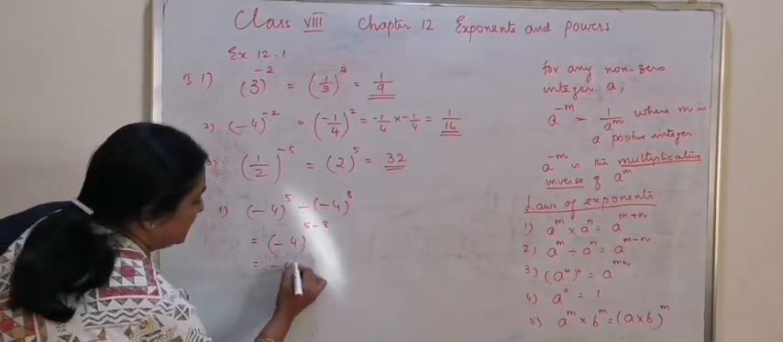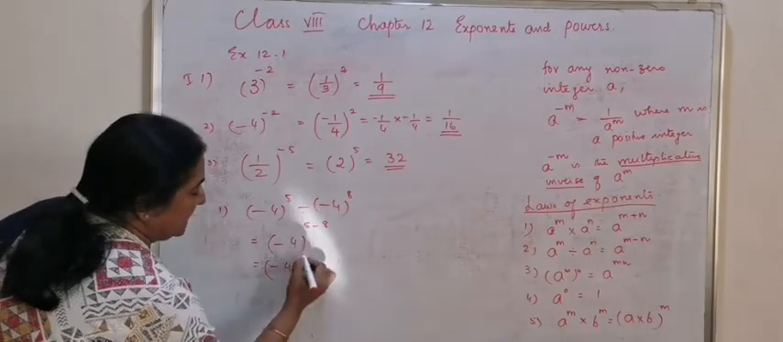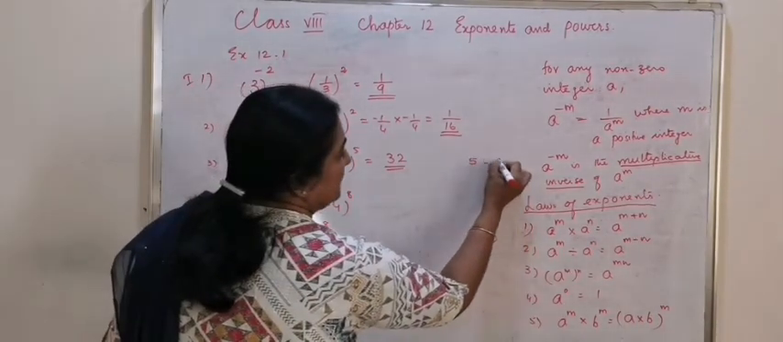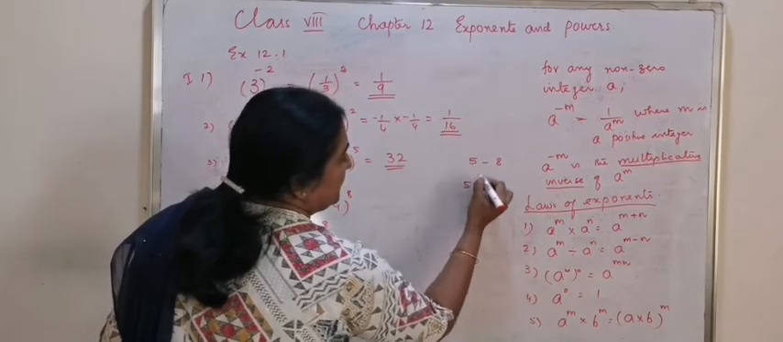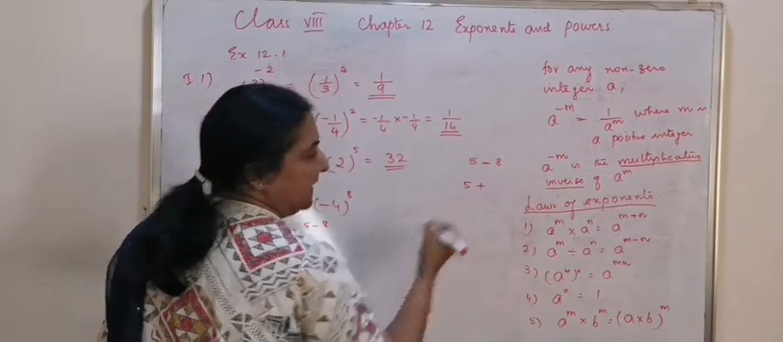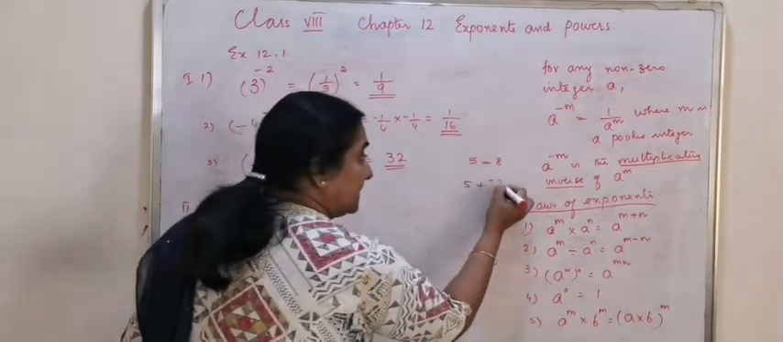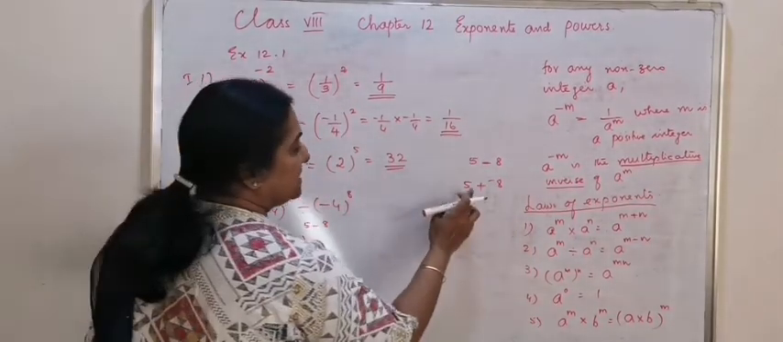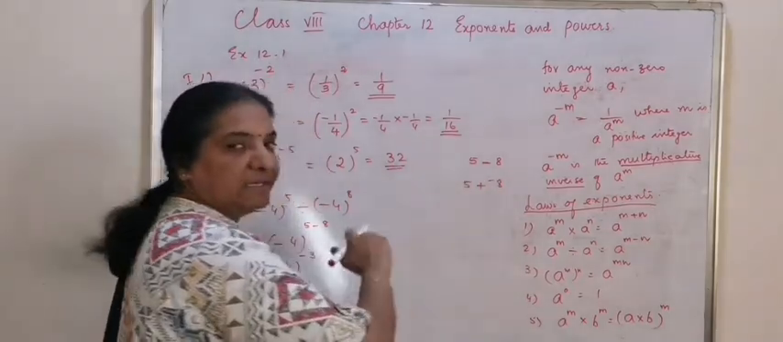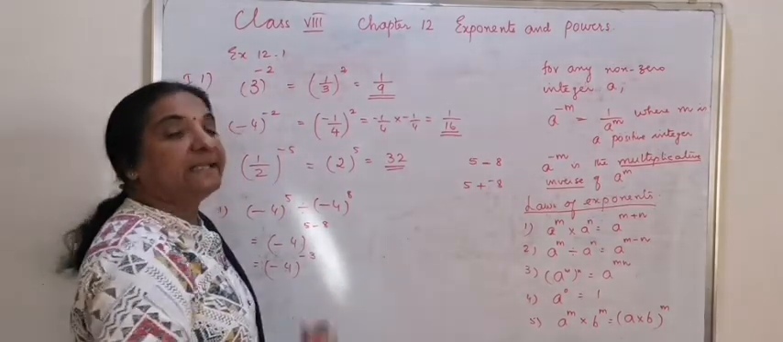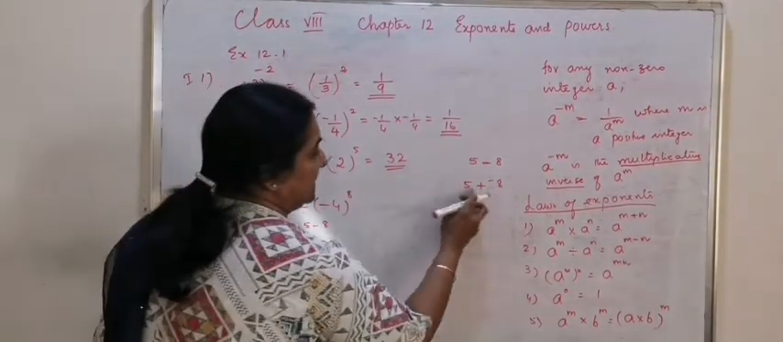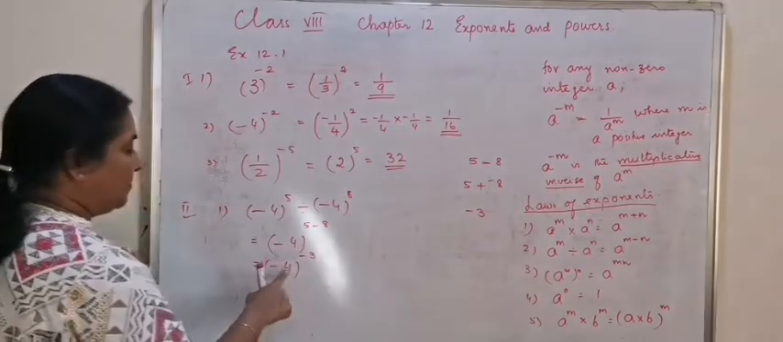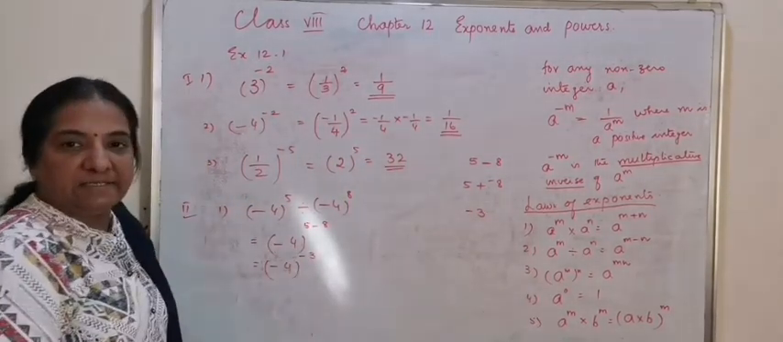Next step, minus 4 to the power of 5 minus 8 is minus 3. How do you subtract 5 minus 8 integers? The subtraction will become addition, and the second integer changes the sign. The rule of addition of integers, 5 plus minus 8. When integers are of unlike sign, subtract. 8 minus 5 is 3, sign of the bigger integer. So that is how minus 4 to the power of minus 3.